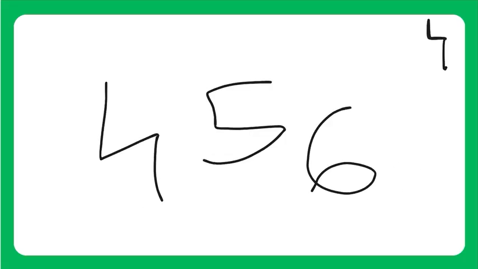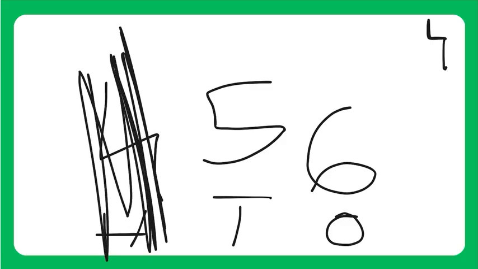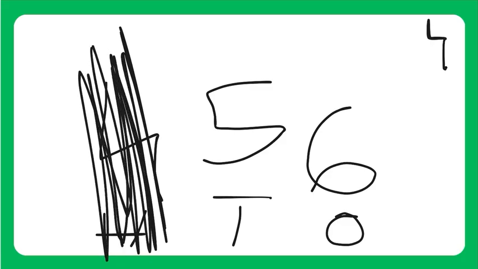Now let's move on to 4. In this number, this is the ones place, this is the tens place, this is the hundreds place. Forget anything after the tens and ones place, so we will remove this. We have 56. Check if this number is divisible by 4.